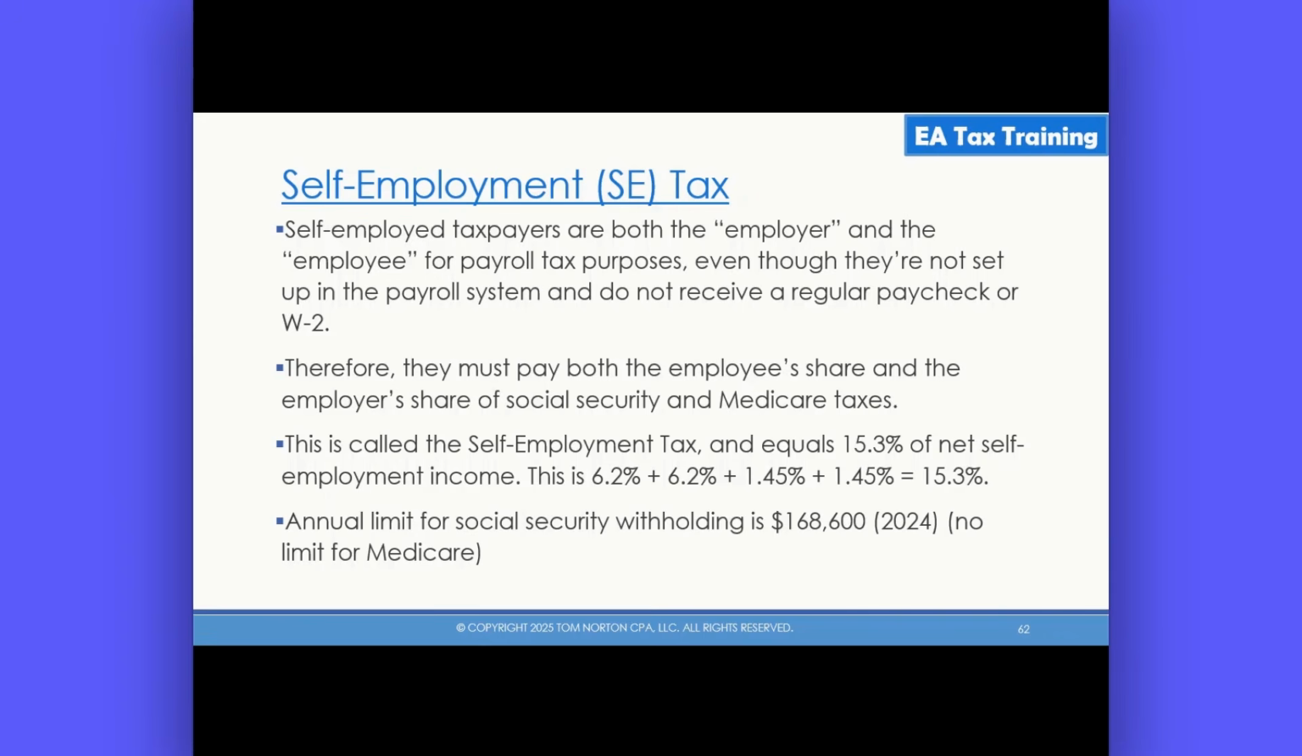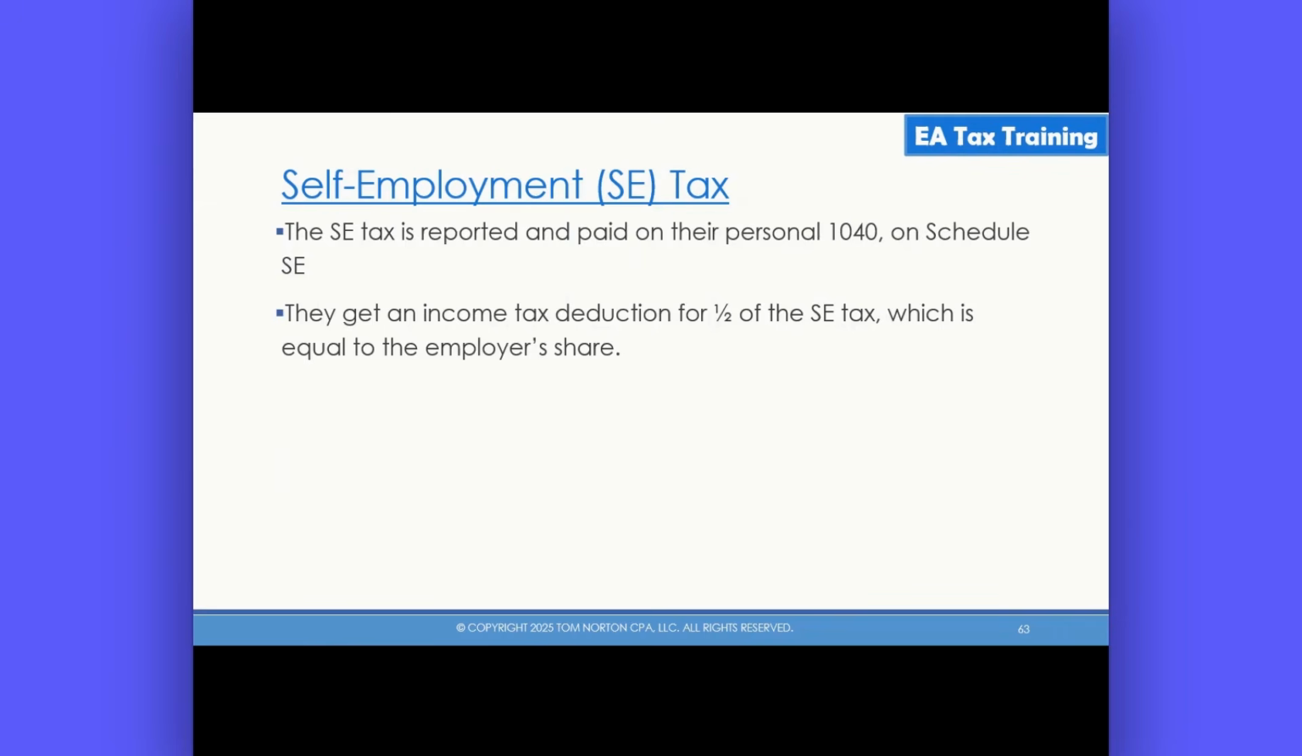The Social Security portion of that, so the 12.4%, is due on the first $168,600 of net earnings from self-employment. That is the 2024 number that goes up each year with inflation. There is no limit on the 2.9%. So you pay the 2.9% on all of your net self-employment income. You pay the 12.4% just on the first $168,600. The SE tax is reported and paid on the Form 1040, as we saw in Part 1. You use Schedule SE, and as you'll remember, the individual gets a deduction.